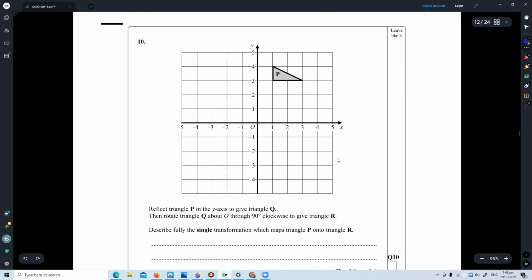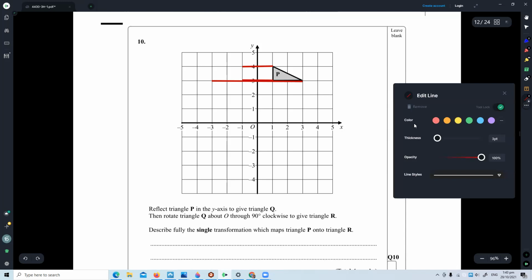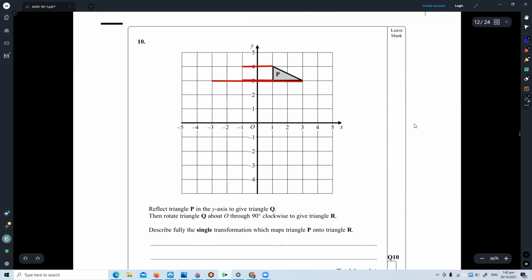Reflect triangle P in the y-axis. Okay, so for reflection, I like to work with corner to corner. So I'm just going to take this corner to this corner. And then I'm going to take this corner to this corner. And then I'm going to take the last corner to the last corner. It's a bit tricky because I'm writing on a line that I've already drawn. And that should give me a decent triangle, which I'm going to draw in a different color perhaps so that I don't make a boo-boo. So that's my reflection here.